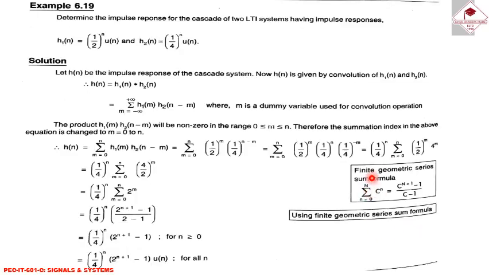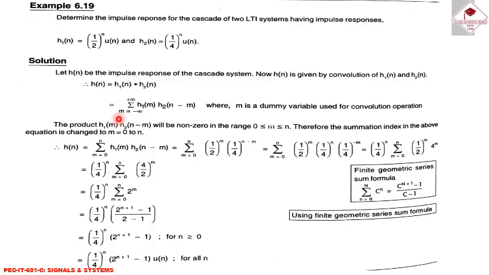Depending on that, we have one mathematical question. Determine the impulse response of a cascade of two LTI systems having the impulse responses: the first is h1(n), that is (1/2) to the power n u(n), and the second is h2(n), that is equal to (1/4) to the power n u(n). According to the convolution property, we can write h(n) equal to h1(n) convolved with h2(n). We can expand it.